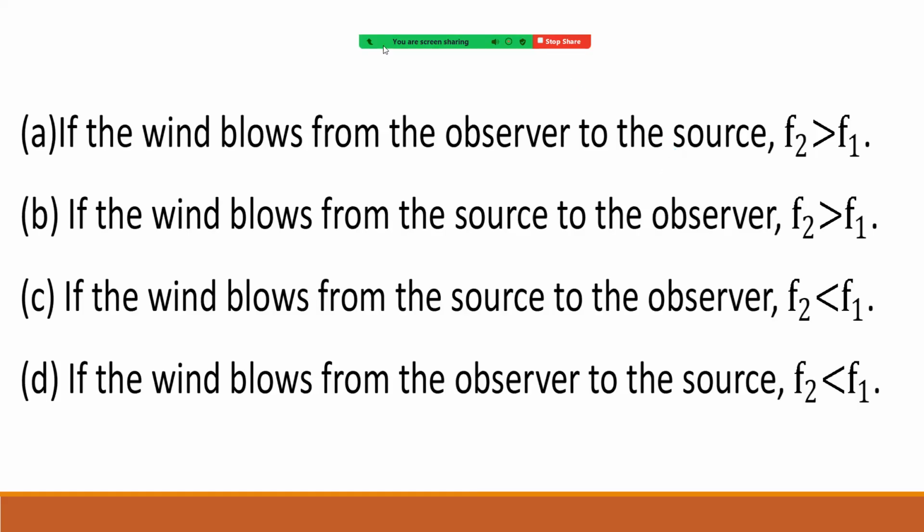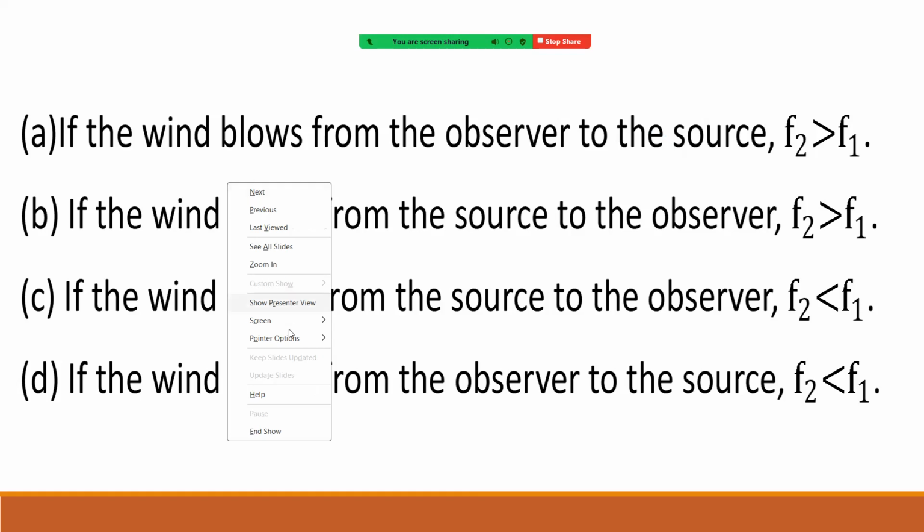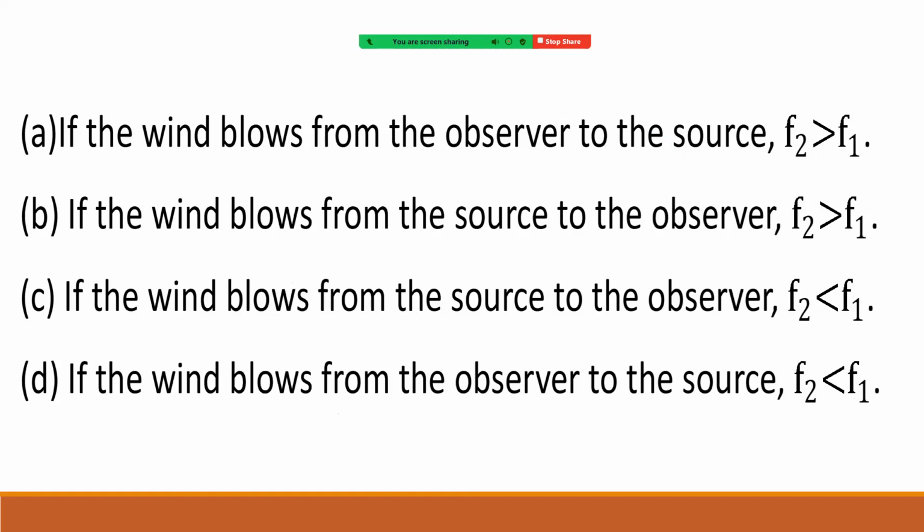So options are: if wind blows from observer to source, F2 greater than F1. Wind blows from source to observer, F2 again greater than F1. So options are A and B, right? See next problem.